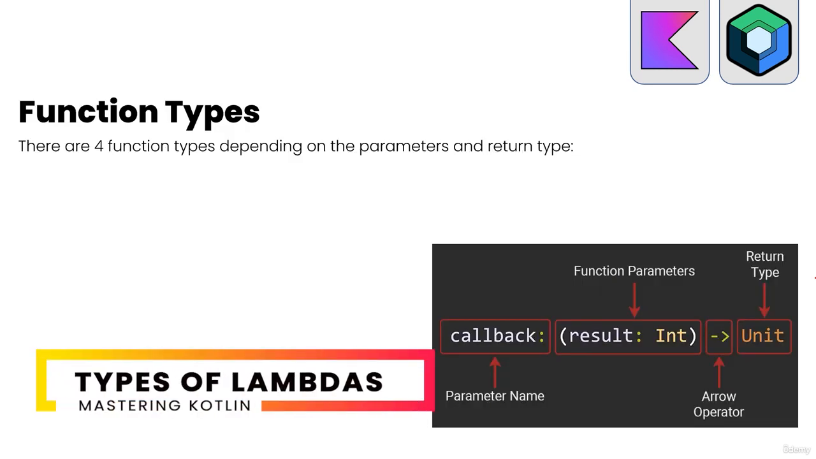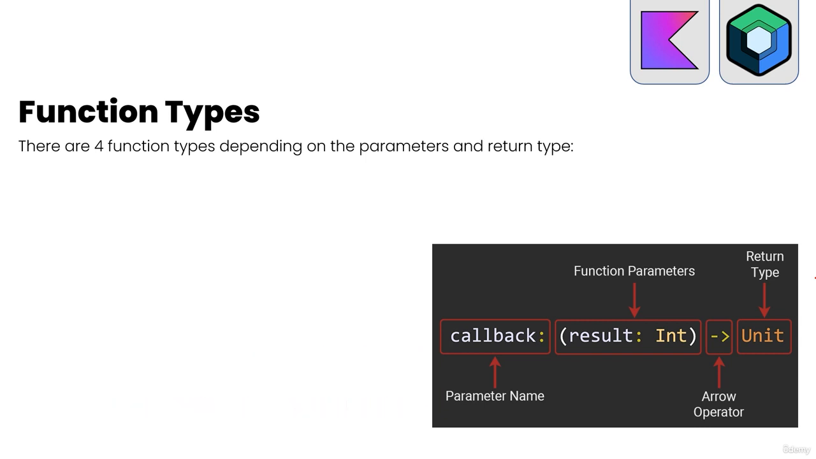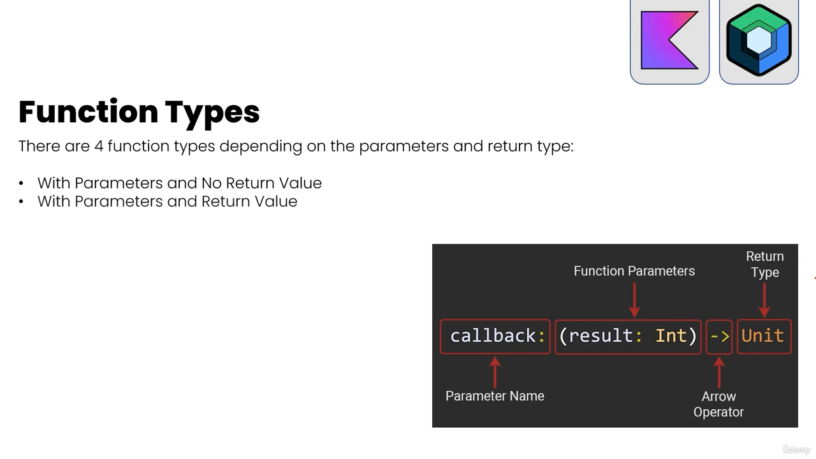Hello my friends, and welcome back. In this video we're going to talk about the function types and the different forms of lambda expressions. There are 4 function types depending on the parameters and the returning type: with parameters and no returning type, with parameters and return type, no parameters and no return type, no parameters and return type. So let's jump into Android Studio and introduce the lambda expressions and see the different forms of these function types.